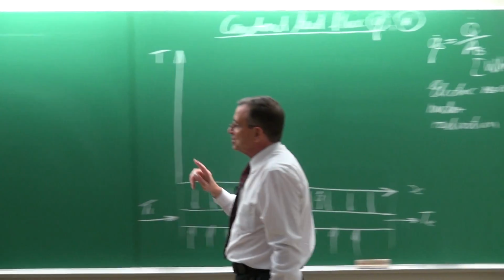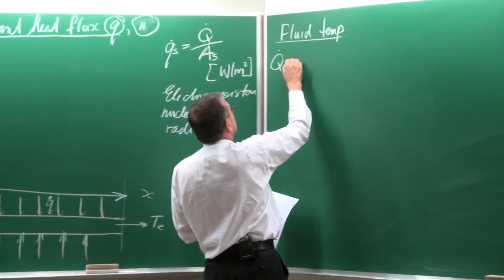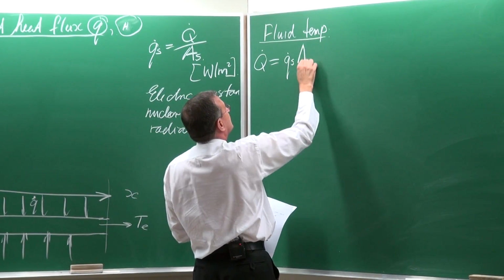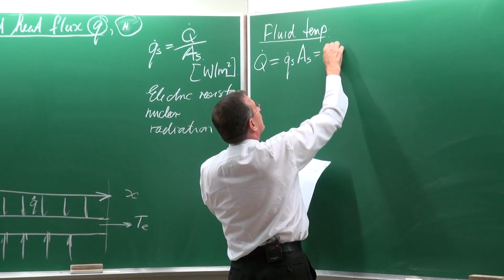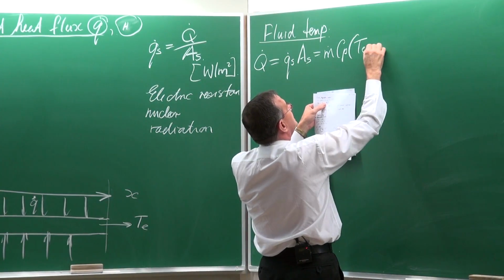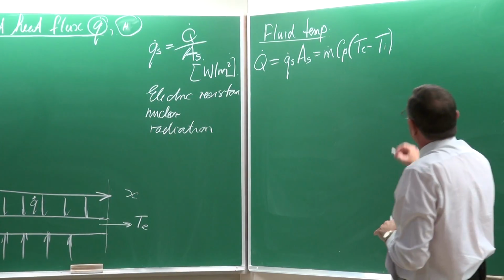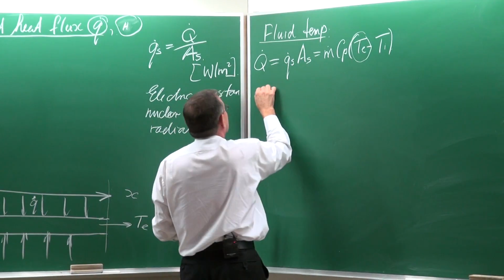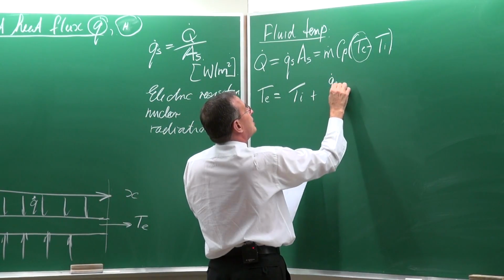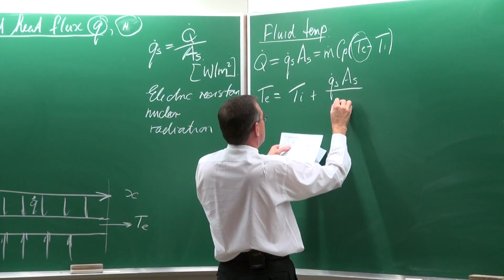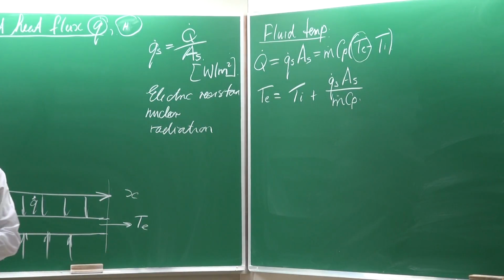If we look at the fluid temperature, we've got this equation which tells us that the heat transfer rate is equal to the heat flux multiplied by the surface area, which is equal to the mass flow rate times Cp multiplied by T outlet minus T inlet. So by solving for the outlet temperature, we can write that the outlet temperature is equal to Ti plus the heat flux multiplied by the surface area divided by the mass flow rate and Cp. Okay?